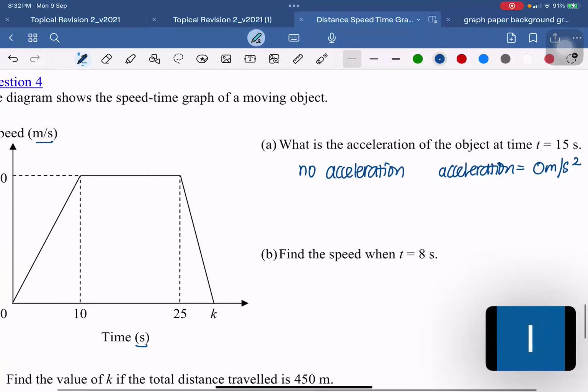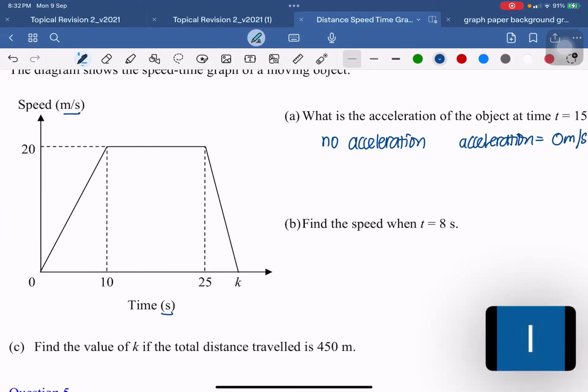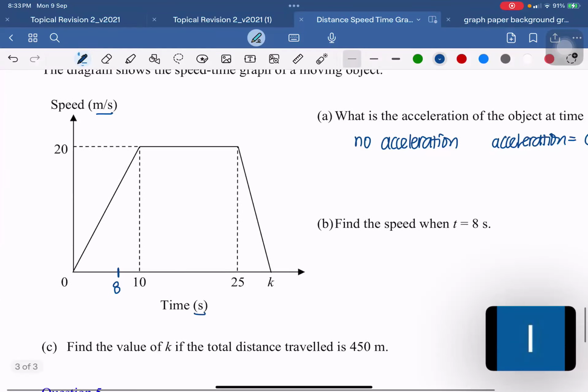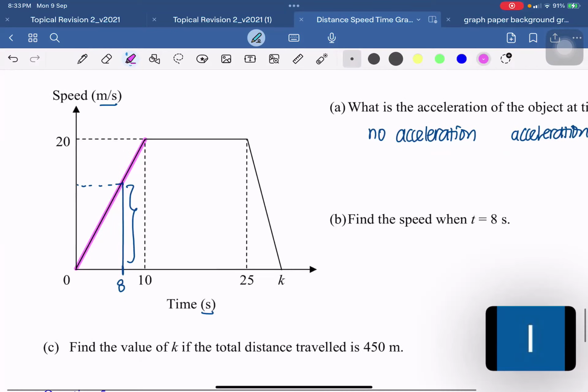Next one, find the speed when t equals 8. Where is t equals 8? I have to estimate a little bit. So where is the speed? The speed is at this portion. I need to find this part. Now, problem is, this speed is actually along the same straight line, correct? So how do you find this number here? I don't know. But what do I know?